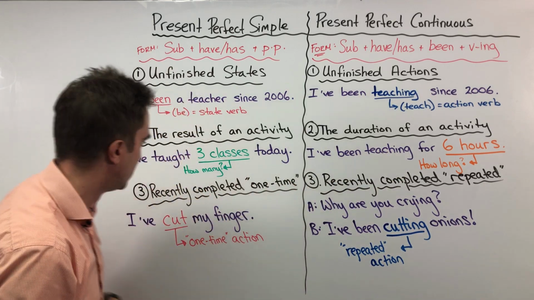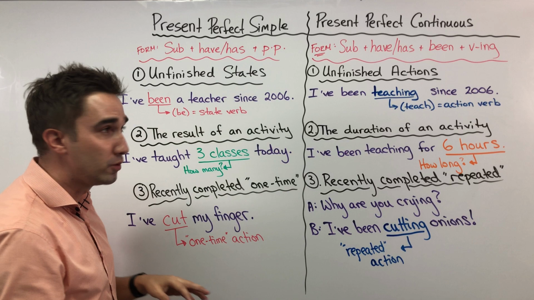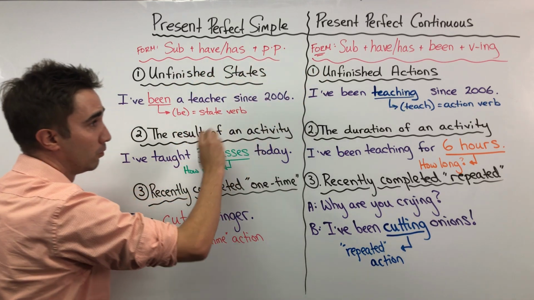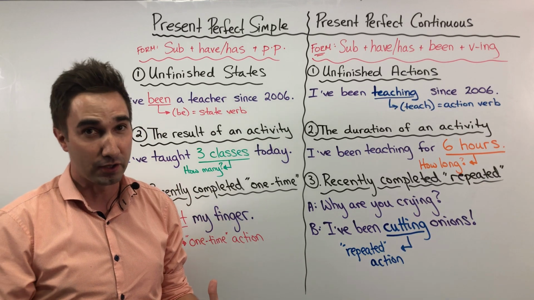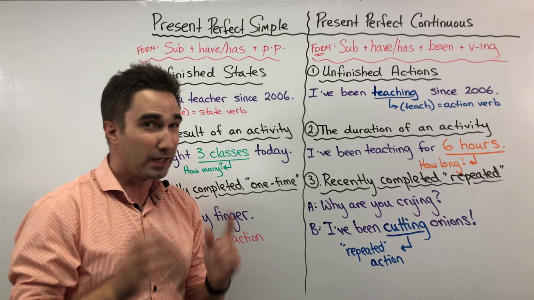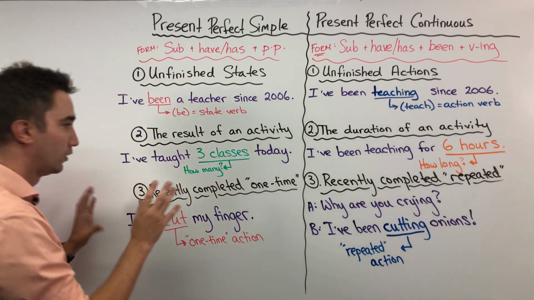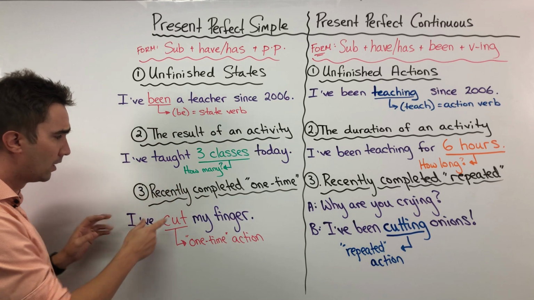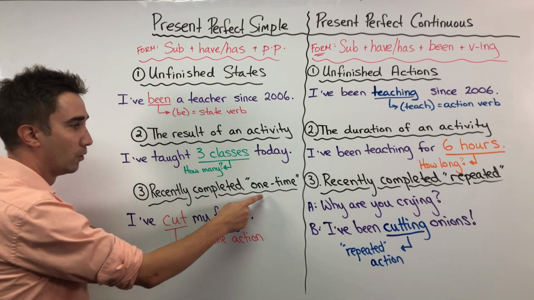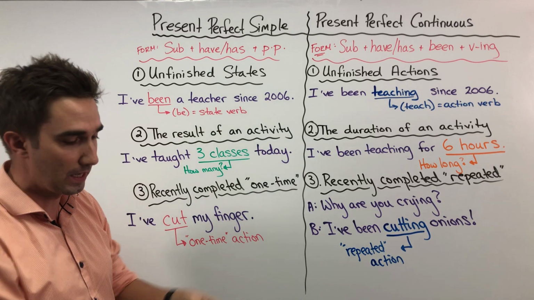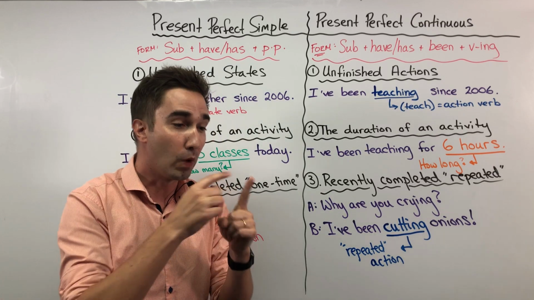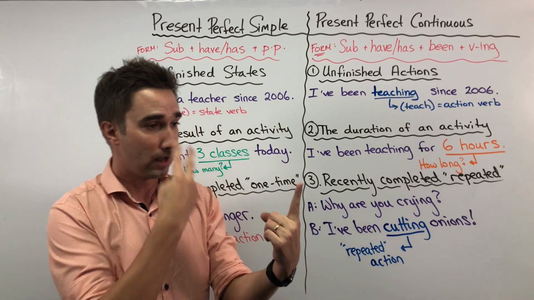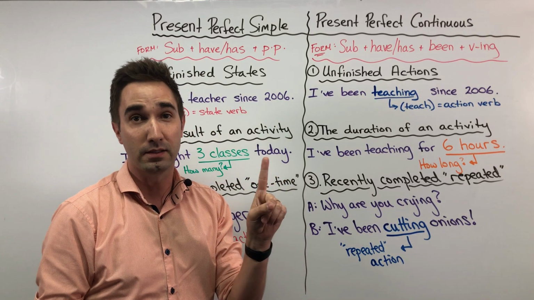Moving on. Now this is where it's a little confusing because I just told you we use present perfect simple and continuous for unfinished actions. Yeah, but that's not always true. So let's look at number 3. A recently completed one-time action. For example, I have cut my finger. Okay, one time I cut my finger. I can still see the finger is cut.